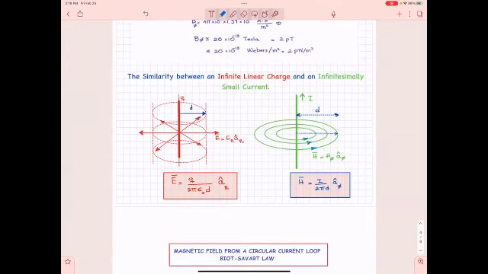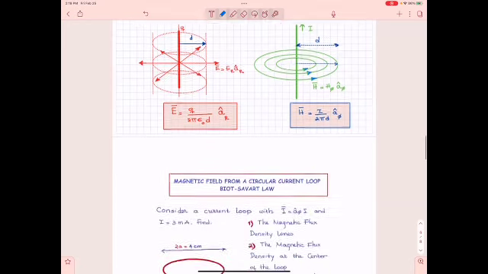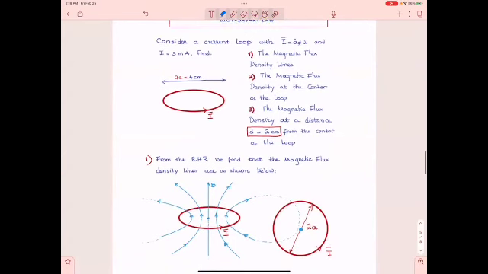So infinite long charge and infinite long current, the fields they create have different directions in their components. However, they vary as 1 over the distance. Important.